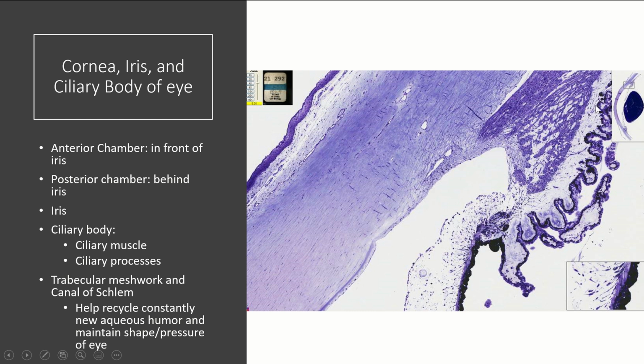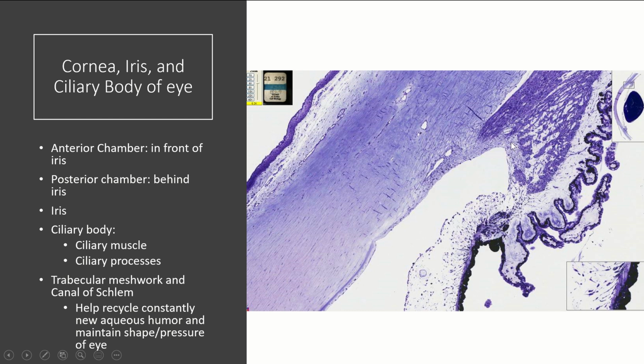And so we've got these two different chambers, right? Remember we said the anterior chamber is going to be in front of the iris, and the posterior chamber is going to be behind the iris, right? So this is the iris right here projecting out. And so we've got the anterior chamber and the posterior chamber. These are both filled with aqueous humor.